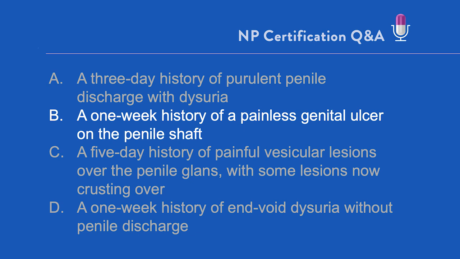B, a 1-week history of painless genital ulcer on the penile shaft. This is, of course, the correct answer. And this would represent primary syphilis.